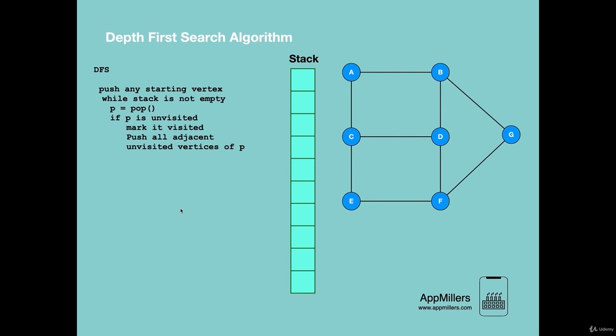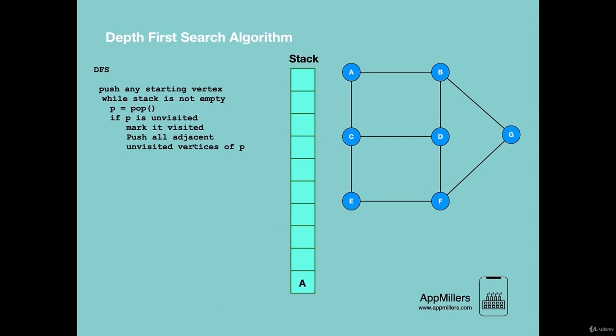So as you remember, in case of BFS, we were using a queue in our algorithm, but in case of depth first search, we are using a stack, because for this case, stack functionality is very useful. Now the algorithm starts with any arbitrary node, saying that push any starting vertex to this stack over here. Now if we start from A, we are pushing A to this stack over here.